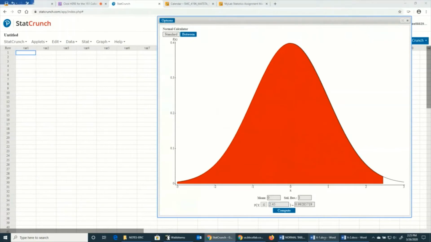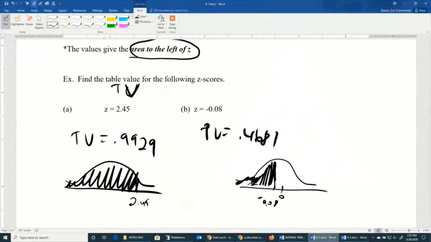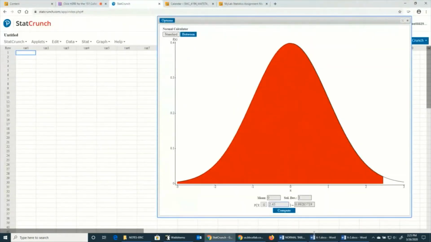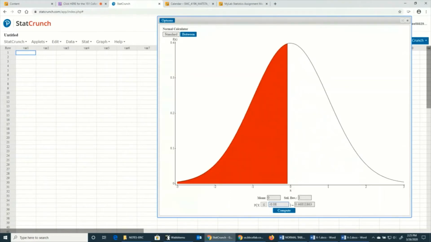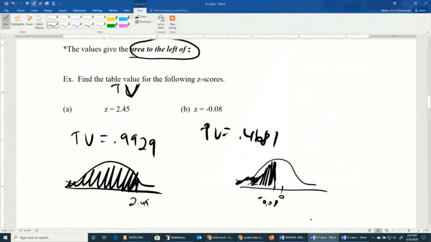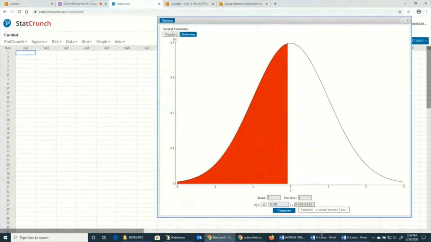Let's do it again with the negative 0.08. Just need to go there. Negative 0.08. Just hit enter. You see the same thing I drew, but it's better looking. And 0.4681 is the same value we have there. Not shabby at all. Not too bad.